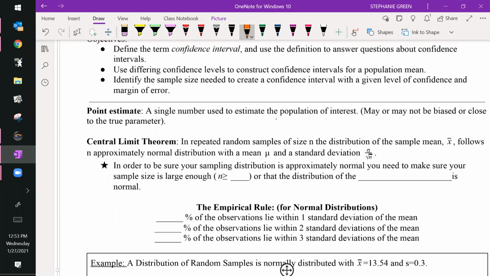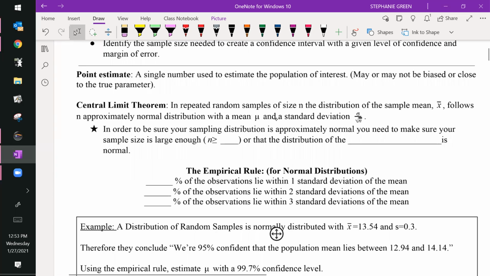A point estimate is something that we use to estimate something about the population. So like we can use a sample mean to estimate the population mean. We can use a sample proportion to estimate a population proportion, things like that.